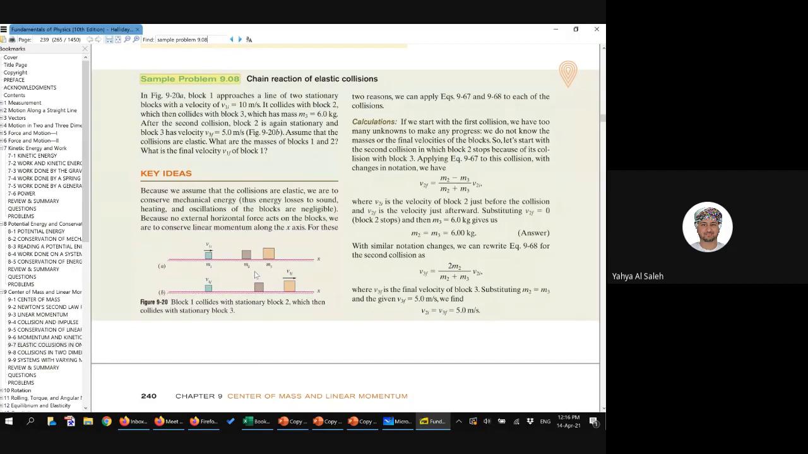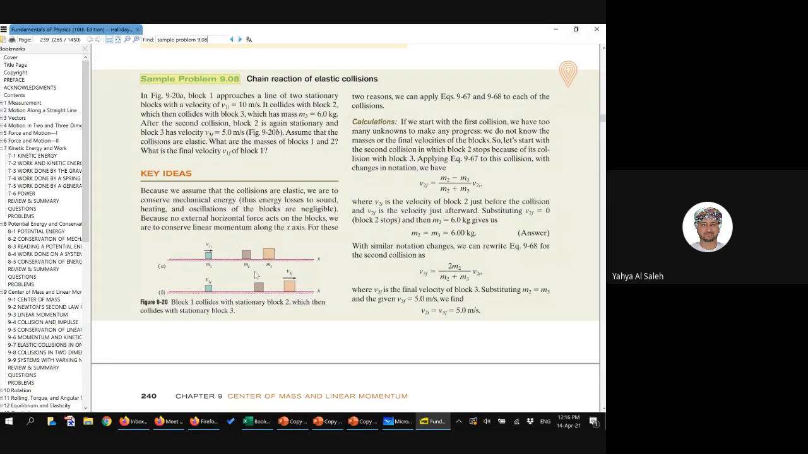In this problem, we have a block coming into a line of 2 blocks that are not moving at a velocity of 10 meters per second. It hits block 2, and then block 2 hits block 3. Like dominoes. 1 hits 2, 2 hits 3.